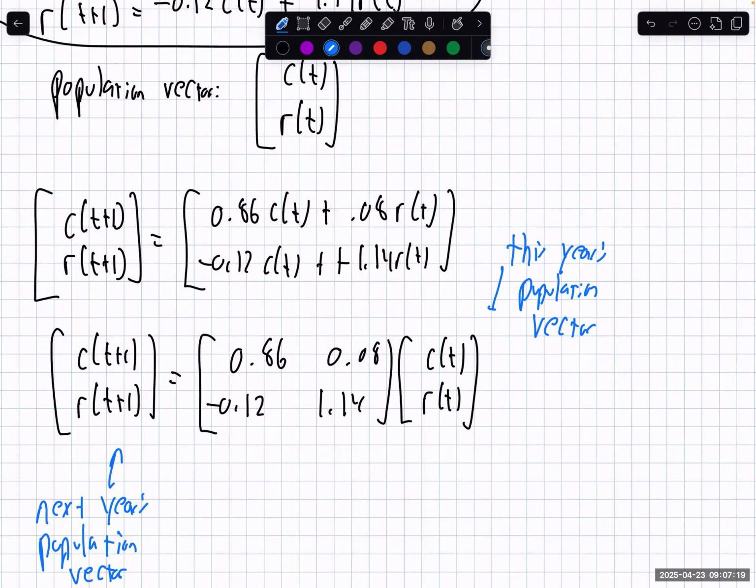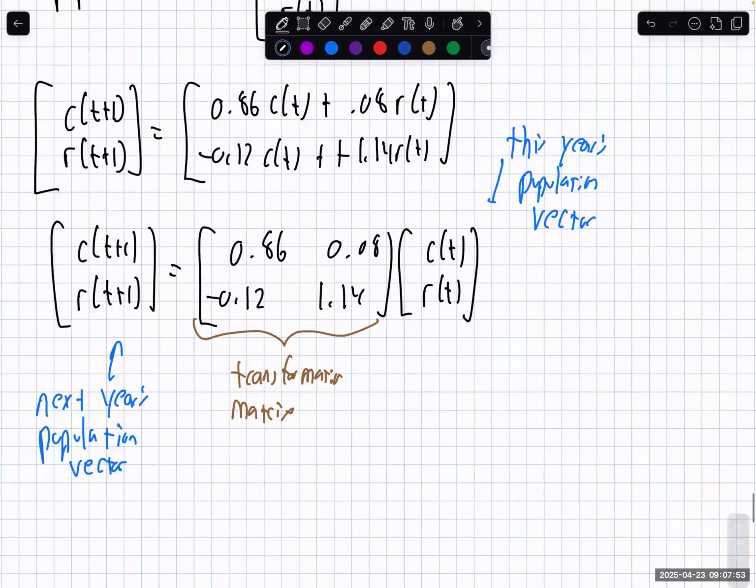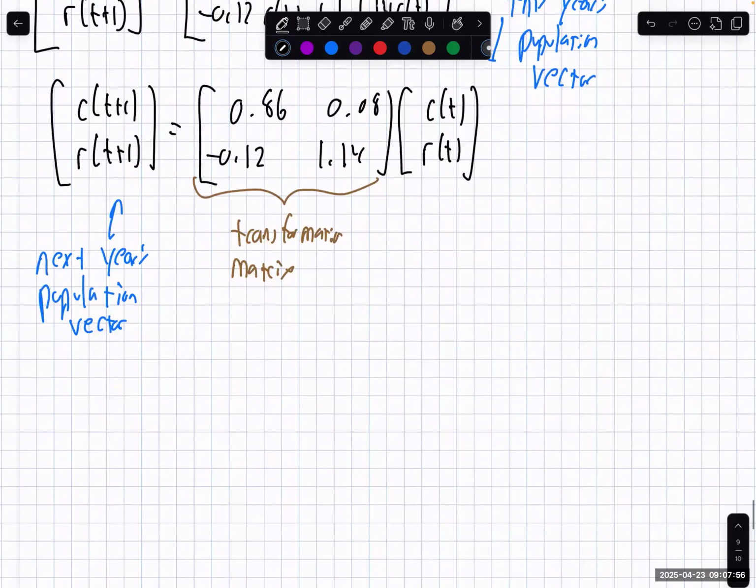So what this matrix does is it transforms this year's population vector into next year's population vector. So we call this the transformation matrix. You see what it does is I start with this year's population vector, apply this matrix to it. It's going to transform it into next year's population vector.